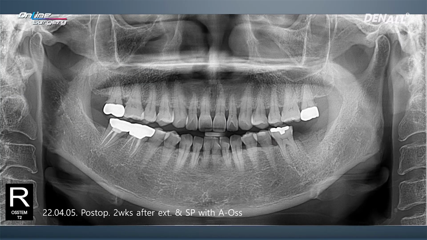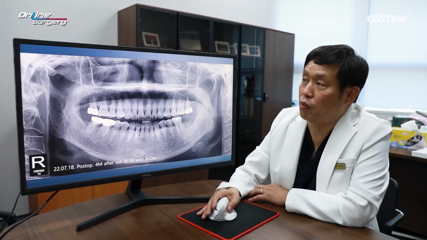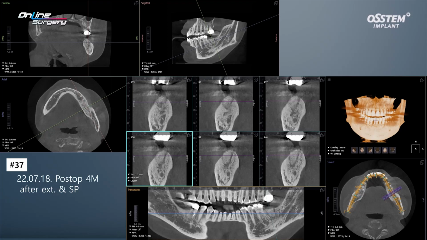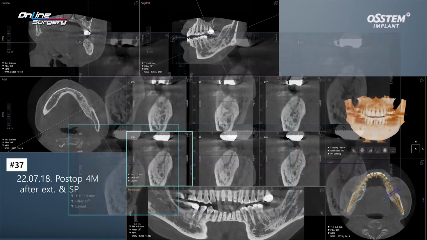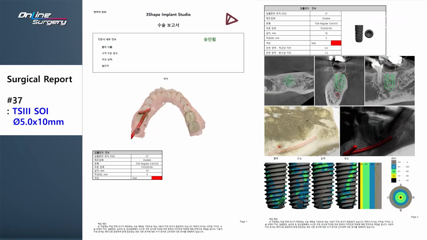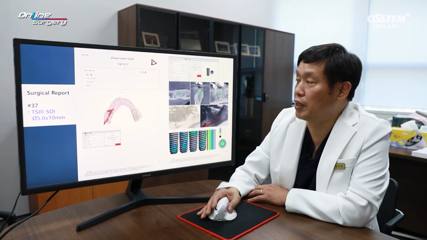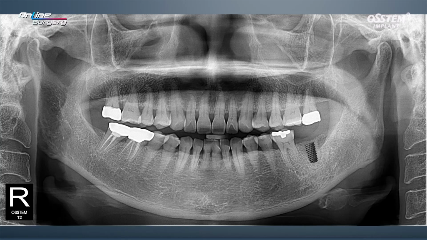This is panoramic image after socket preservation. There's nothing special. This is about 4 months later. OneGuide was prepared. After having taken CT, the A Oss is being stabilized, therefore surgery was prepared. In order to use OneGuide, I made plans with OneGuide team. TS3 soy surface 5.0 by 10 mm implant was planned. As shown here, I decided to place the implant.